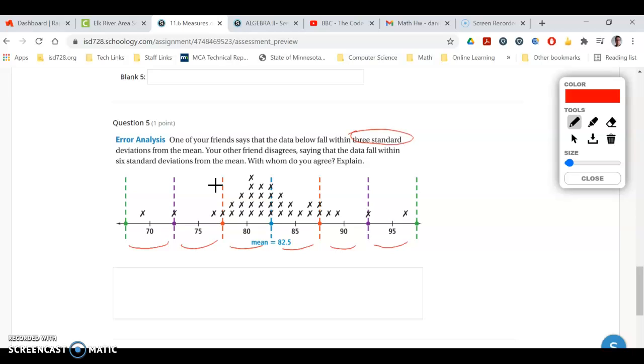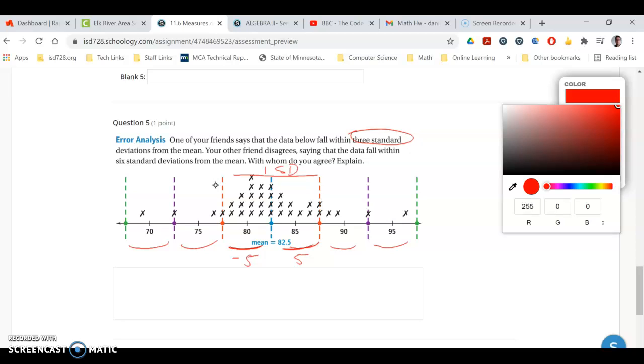Because when you do a standard deviation, you start with the mean, and then you go up or down by whatever the standard deviation amount is. Which I think in this case is 5. So it goes plus 5, minus 5. And this part in here represents 1 standard deviation. So between there and there is 1 standard deviation.